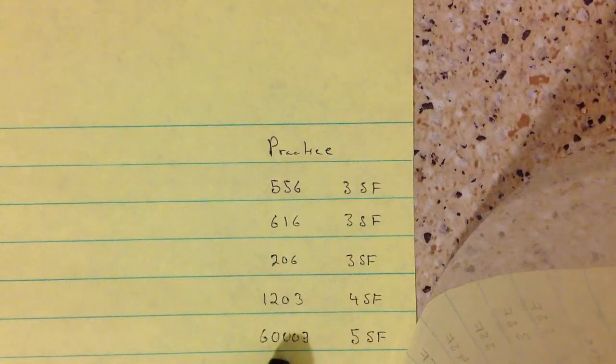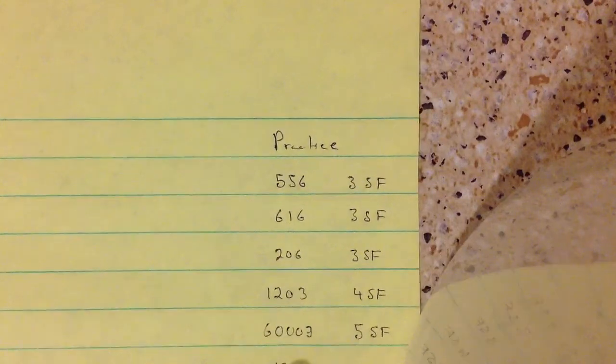Next is this one. Once again, 6 and 3 are non-zero. There's zeros in the middle. Everything's significant, so that makes it 5 sig figs.